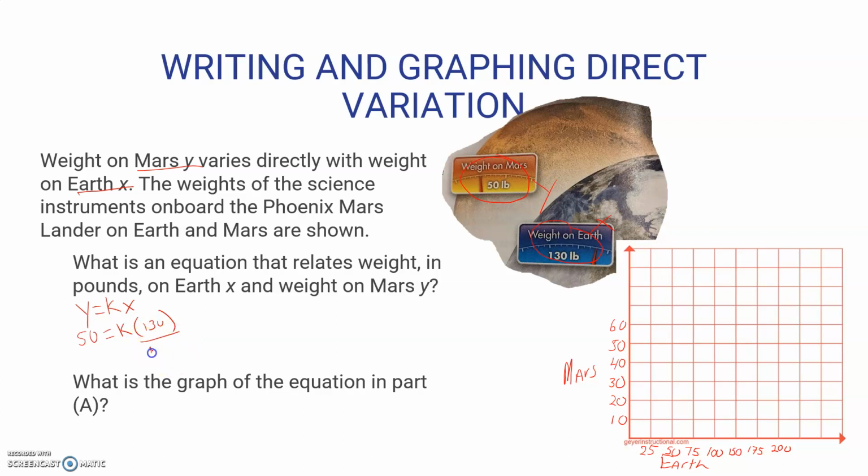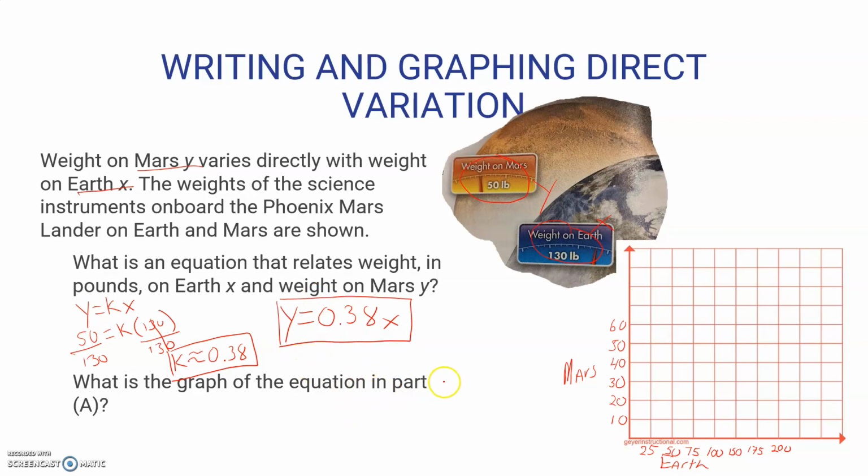And then we need to solve for k, so we divide both sides by 130. And we get that k is about equal to, if we solve it as a decimal, 0.38. If we wrote it as a fraction, it would be 5 over 13. So there is k. And if I write the new direct variation equation, it would look like this: y is equal to 0.38x. So there's my direct variation equation that relates the weight on Earth to the weight on Mars.